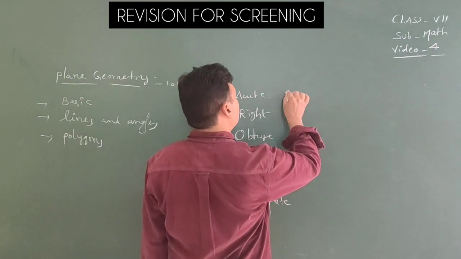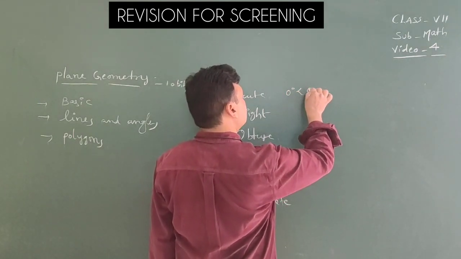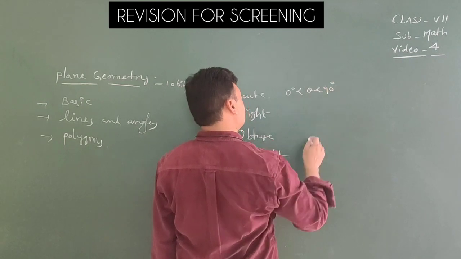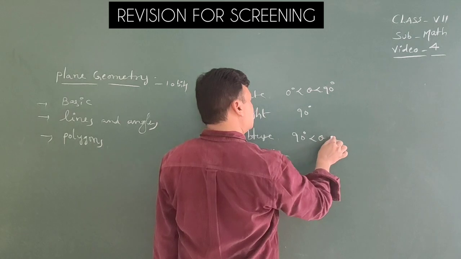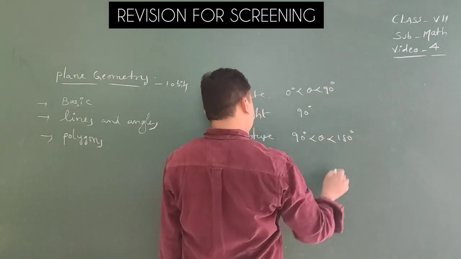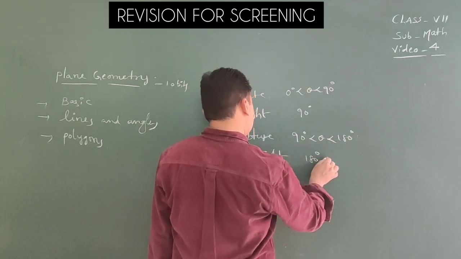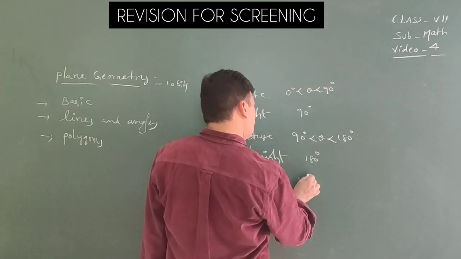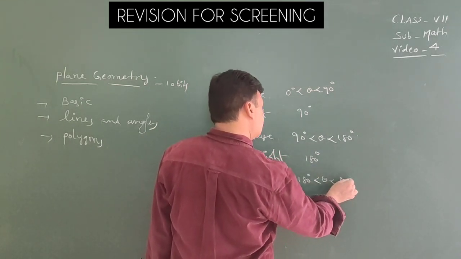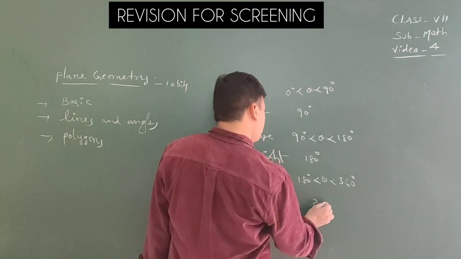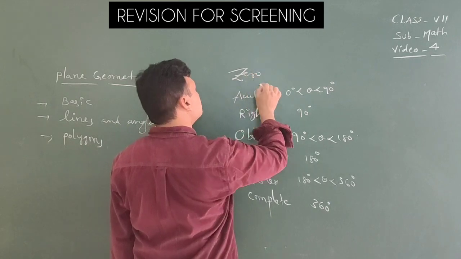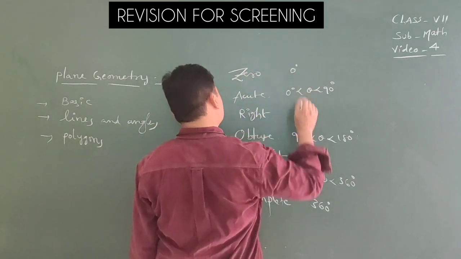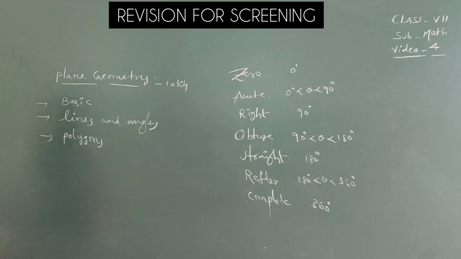Acute means 0 less than theta less than 90. Right means 90. Obtuse means 90 less than theta less than 180. Straight means 180. Reflex means 180 less than theta less than 360. Complete means 360. 0 means there is no amount of rotation here. These are the kinds of angles.